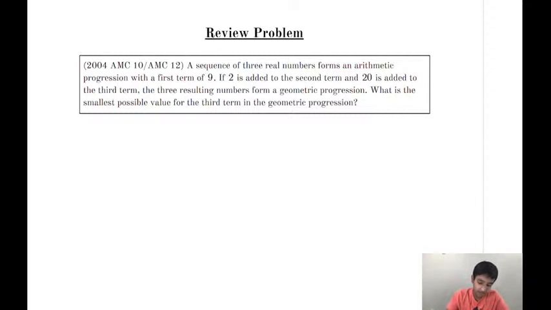Okay, let's start with this problem. A sequence of 3 real numbers forms an arithmetic progression with the first term 9. So we have an arithmetic progression. Let's say the first term is 9, the second term is 9 plus d, and the third term is 9 plus 2d.